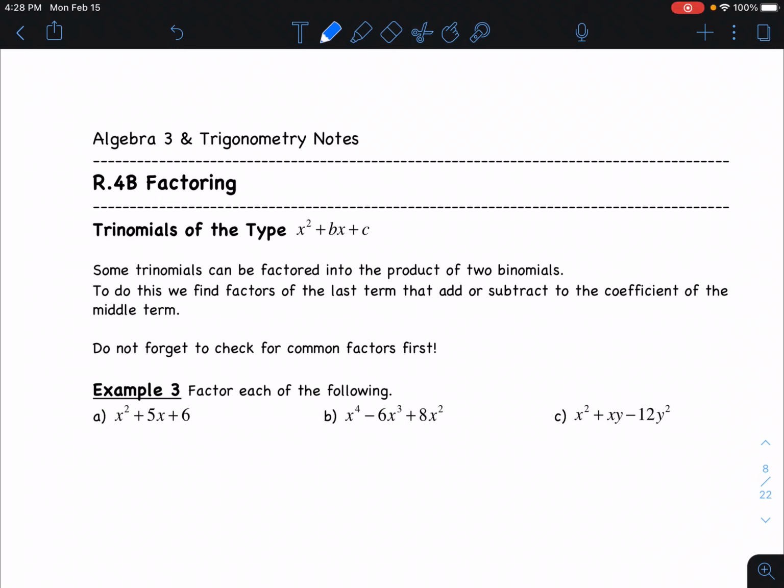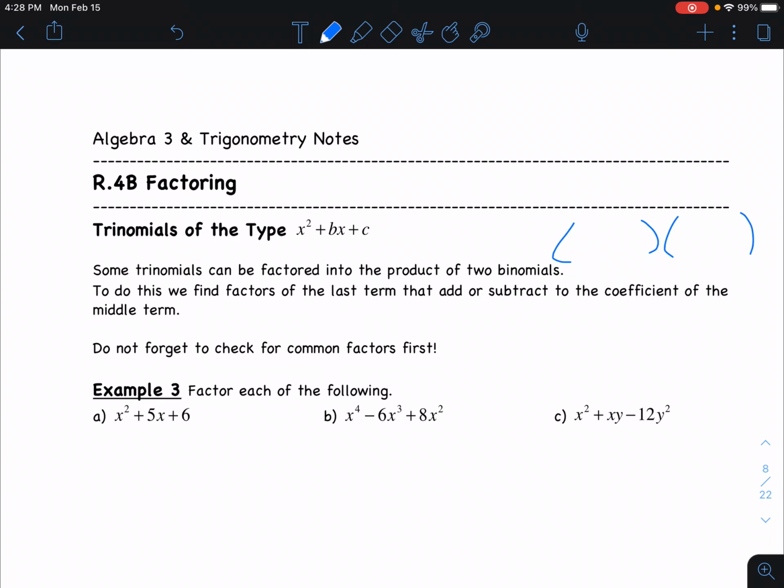Today we're going to be factoring again. We are going to be factoring trinomials of the type x squared plus bx plus c, and of course instead of pluses there can also be minuses. Some trinomials can be factored into the product of two binomials, meaning two sets of parentheses, with each of them having a binomial in it.